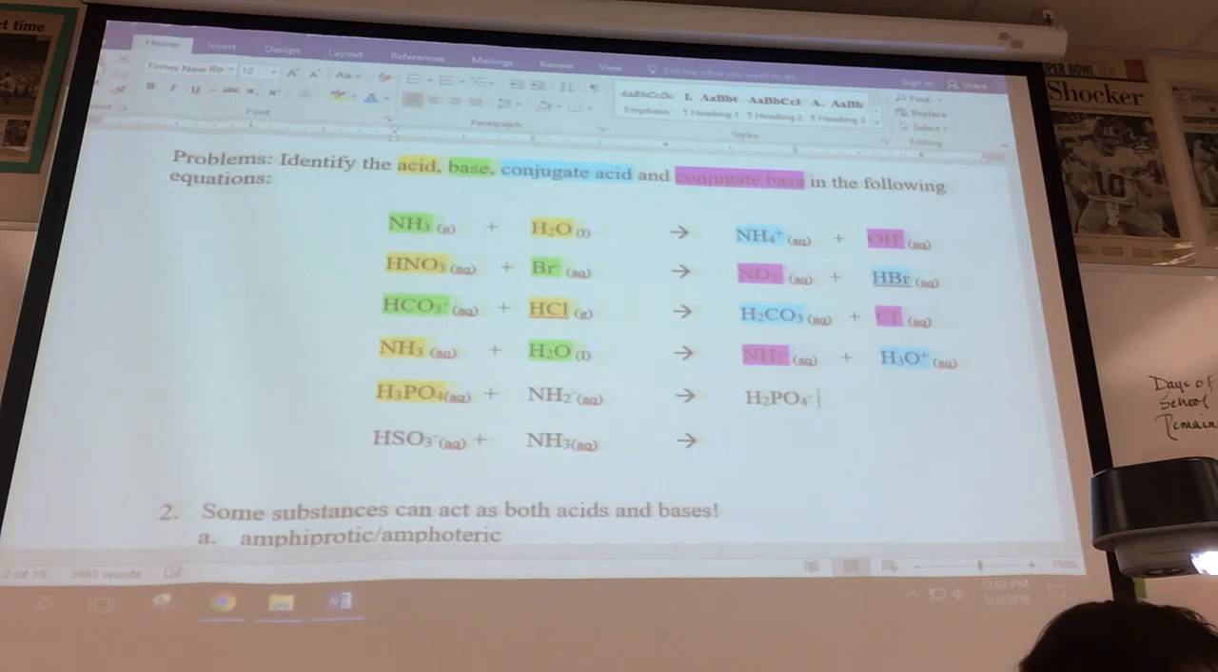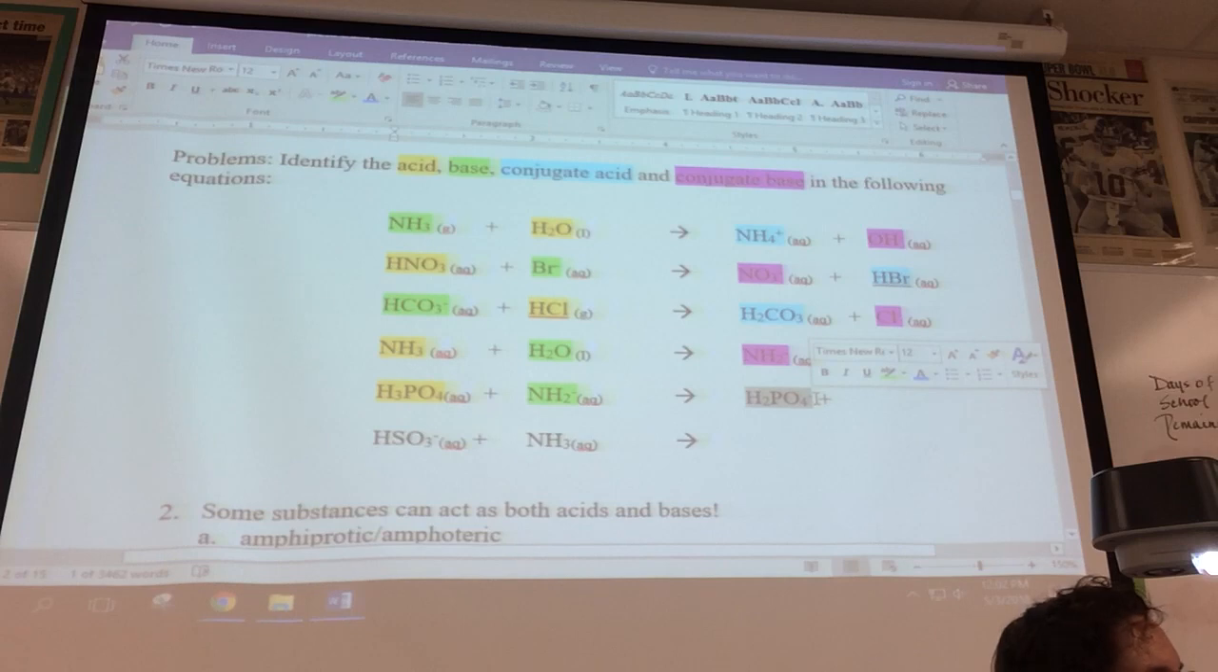Okay. And now, here is your base. And now your base forms conjugate acid. And so that's going to form what?